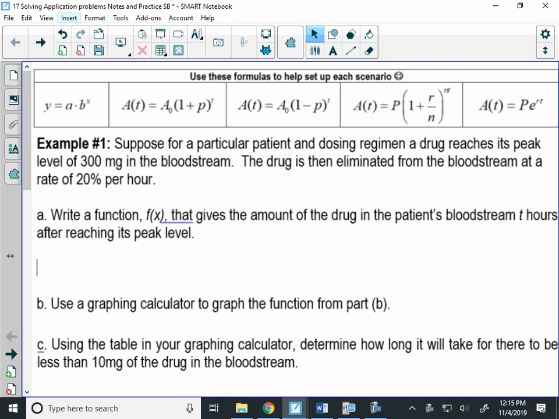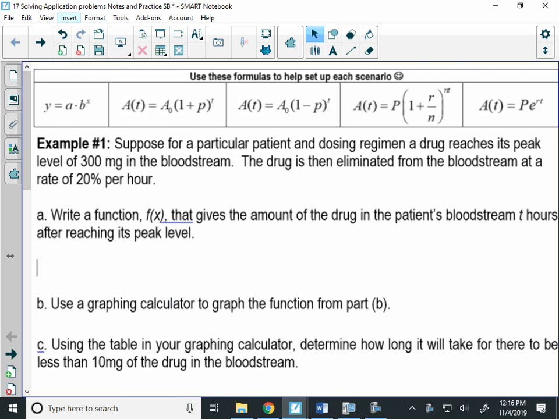Suppose that you're a patient, like in a medical setting, and you are on a drug or medicine regimen. When you take a medicine, this one says you start with 300 milligrams in your bloodstream. Like I took cough syrup this morning, and over time it wears out of your system, and that's why you have to take another dose. This particular medicine is eliminated from your bloodstream at a rate of 20% every hour.